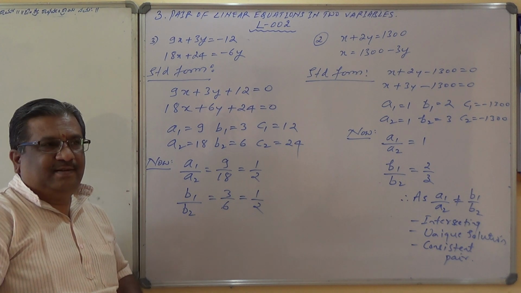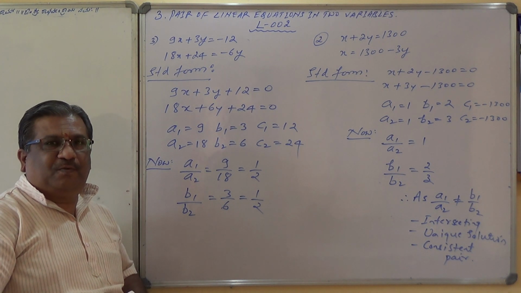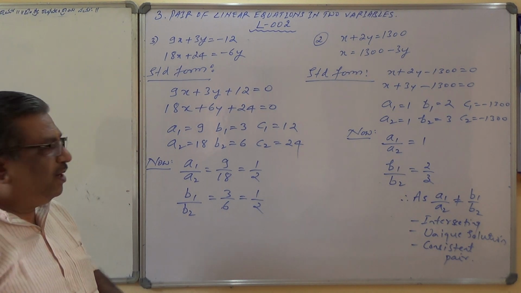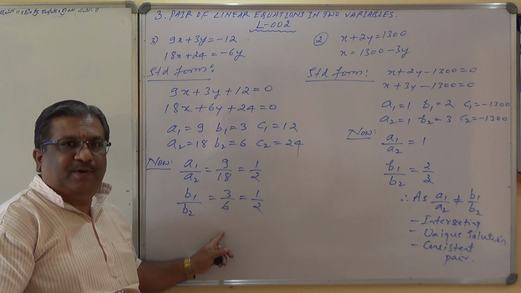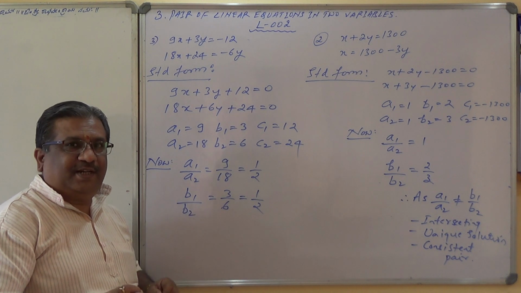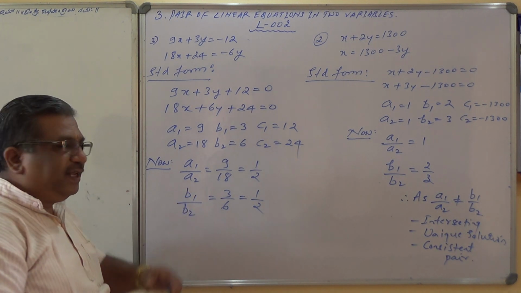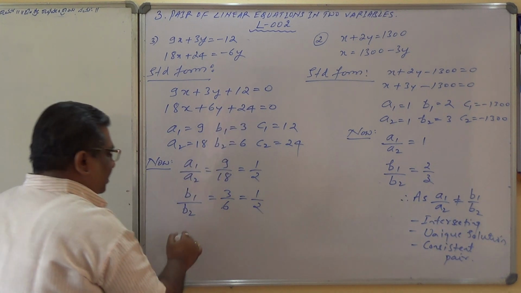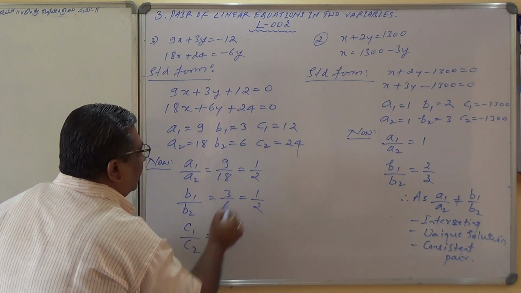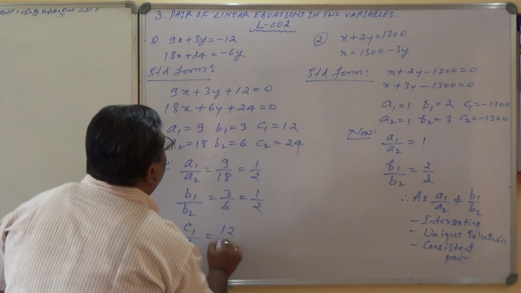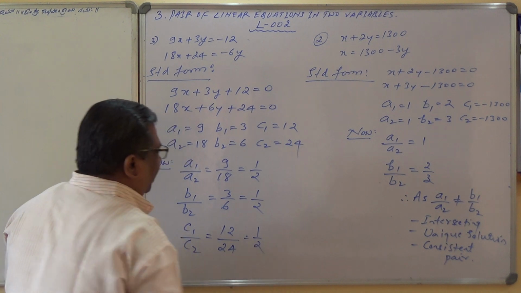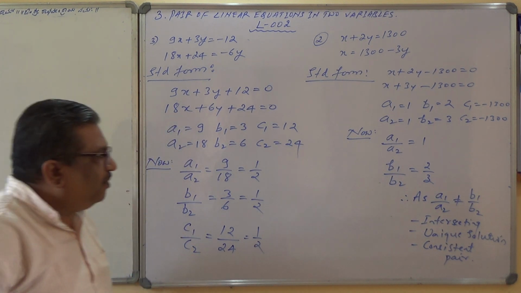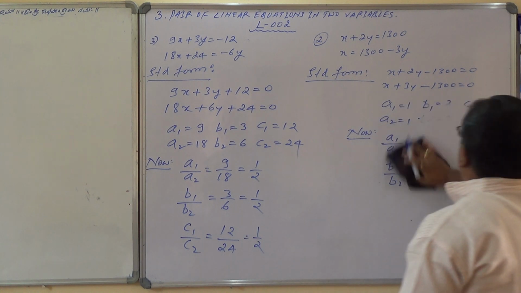I must take the third ratio also, without which I would not be able to conclude, because in these two cases, I may end up with coincident lines or parallel lines. Please go and check the conditions in terms of coefficients. So let me take the third ratio also, that is c1 by c2. c1 by c2 equals 12 by 24, which is 1 by 2. So what would be your conclusion? Can you guess, please?